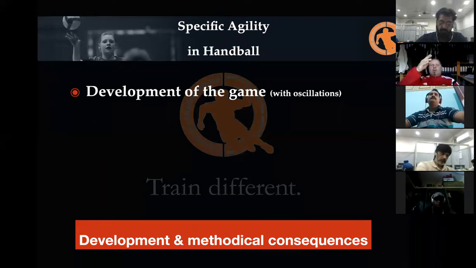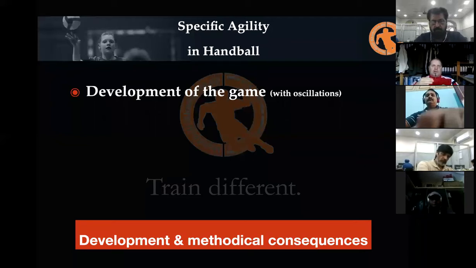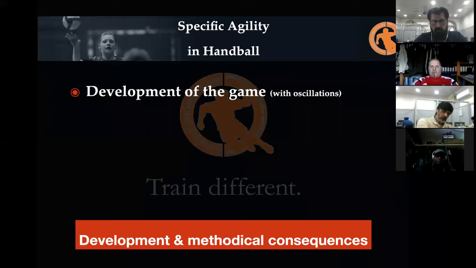Now, if we see the development of our game, we always see a development which is going in waves. It's going up and down. In some phases, for instance, attack is dominating the game. In other phases, defense is again dominating the game. So all the aspects we describe now were, in some phases of the development of the game, much more obvious to see. Sometimes you will see it's not given.